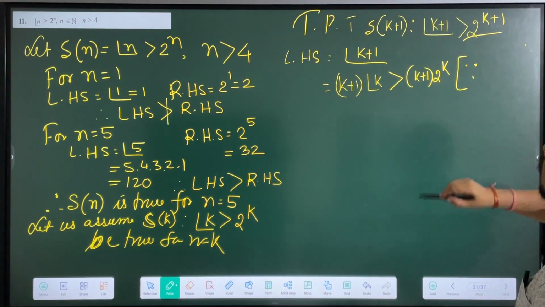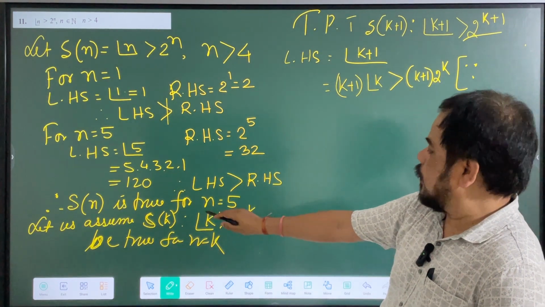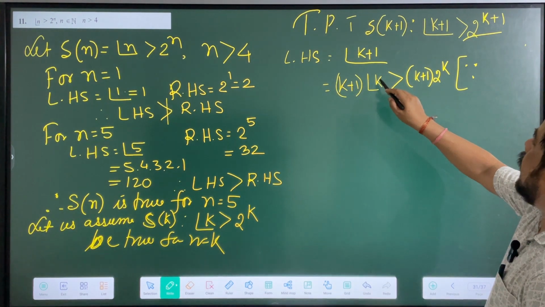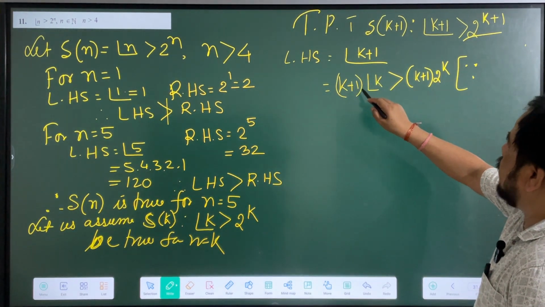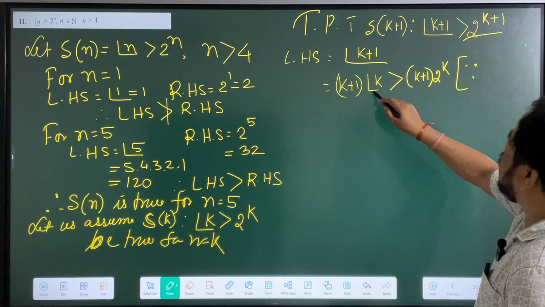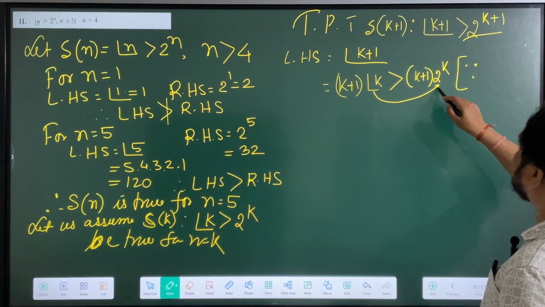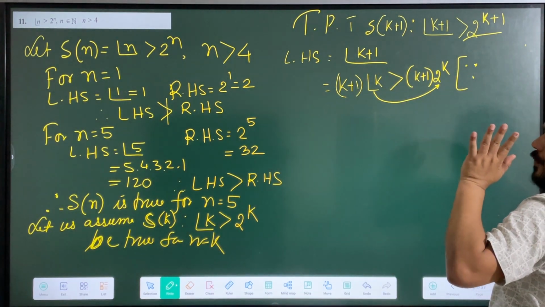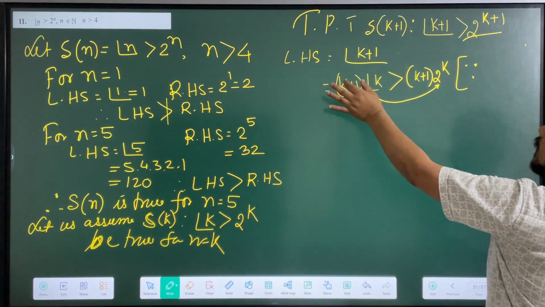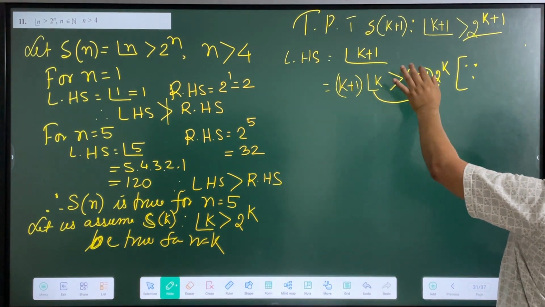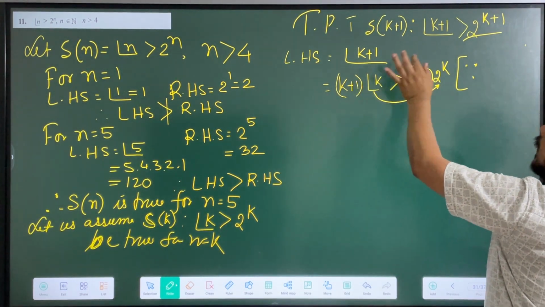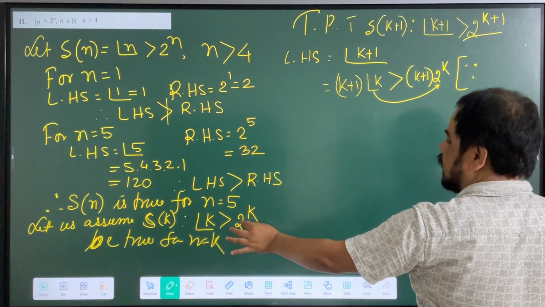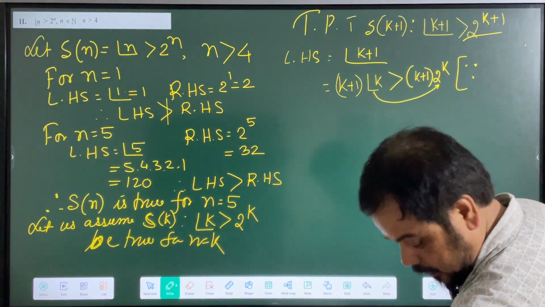Since factorial K is greater than 2 to the power K, factorial K into K plus 1 is greater than 2 to the power K into K plus 1. K plus 1 stays as it is. On the left hand side there is K plus 1, on the right hand side there is K plus 1. On the left hand side there is factorial K, on the right hand side there is 2 to the power K. That is what I have written here.